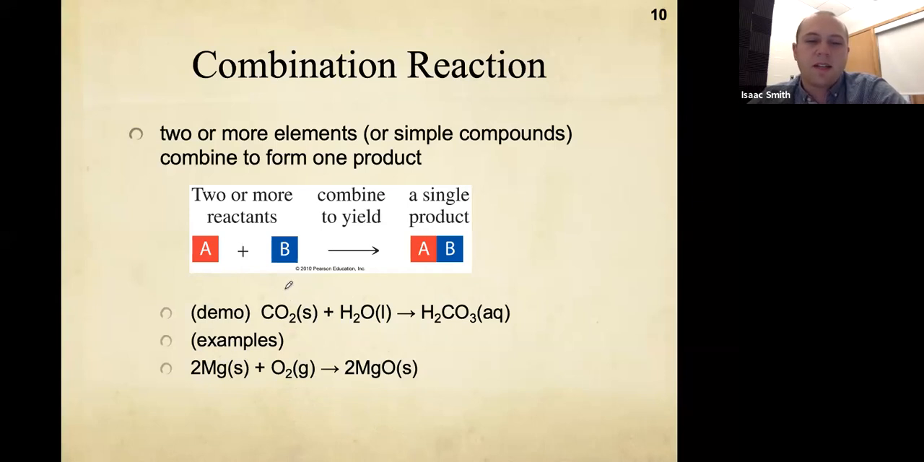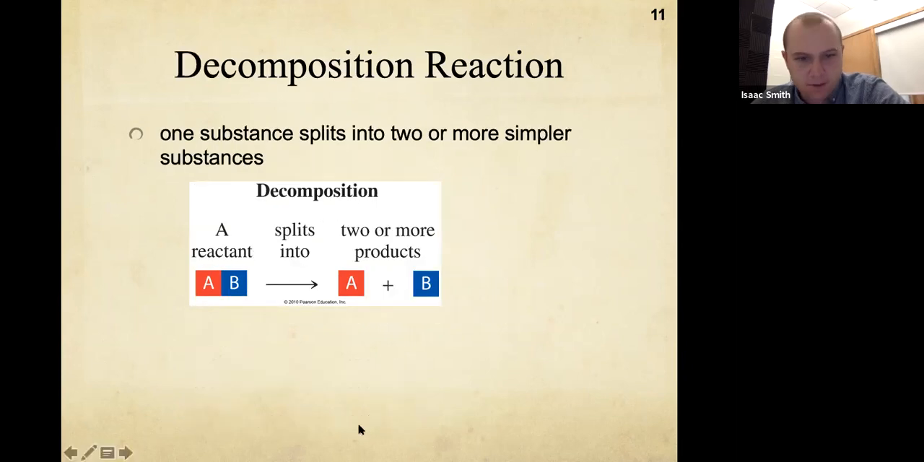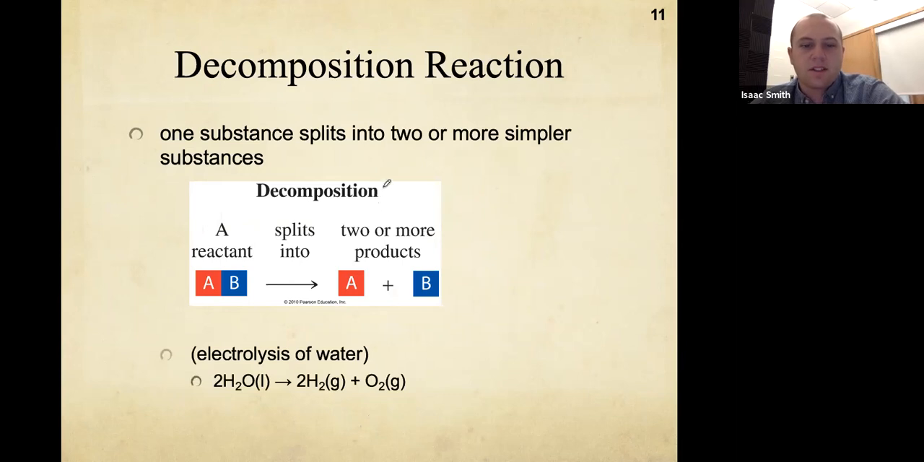They're easy to identify because usually you just have two reactants and then you have one product, okay? And that's really what you're looking for. Two reactants, one product, okay? All right. Lots of examples there. Okay. The opposite is where you have one reactant and two products, okay? So that's a decomposition reaction.